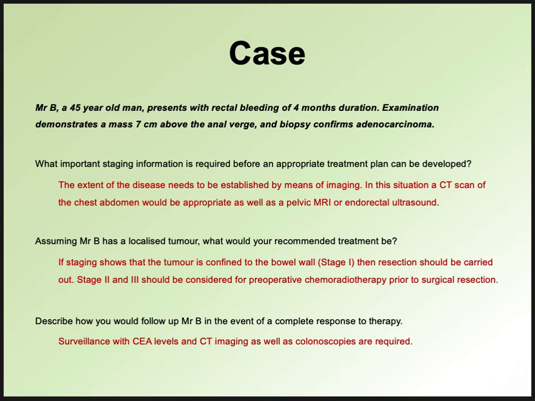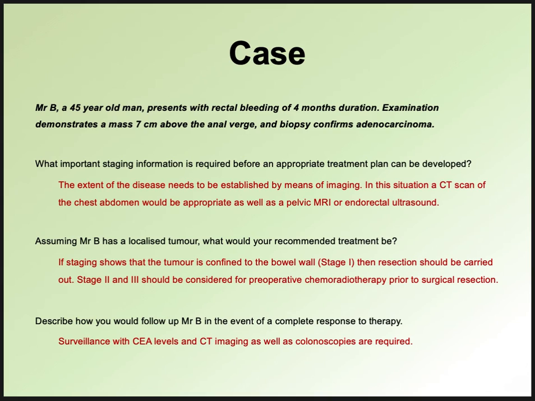Once you've understood the staging information, and we assume that he has a localized tumor, what would the recommended treatment be? So, if the staging shows the tumor is confined to the bowel wall, then a resection should be carried out. If there is any chance of metastases, then preoperative chemoradiotherapy prior to surgical resection would be the best option. So a neoadjuvant start and then the surgical option.